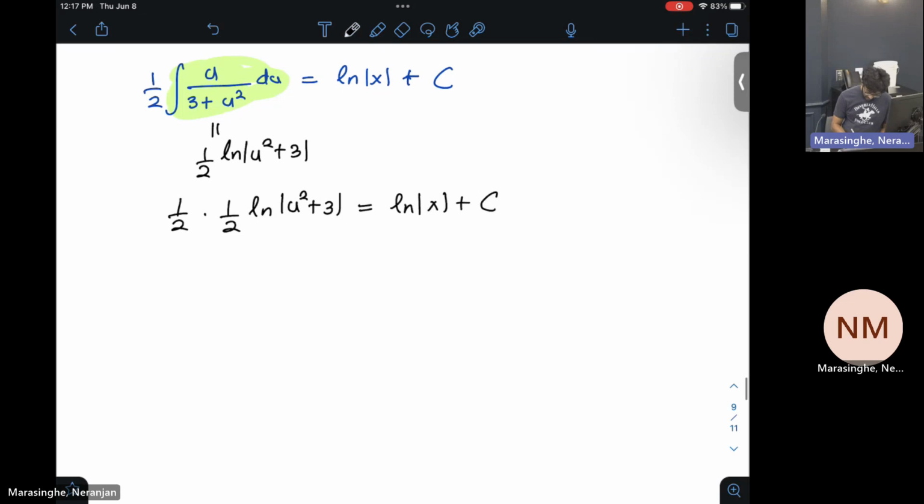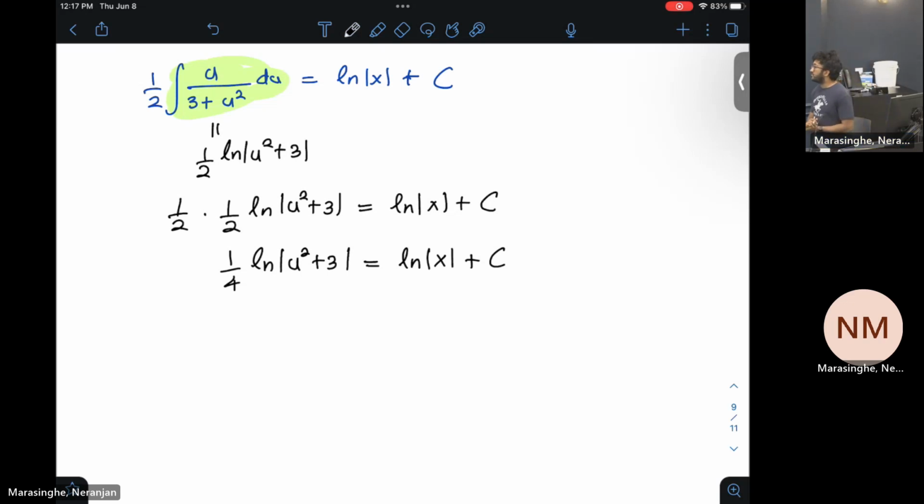So what do we get? 1/4 natural logarithm of u square plus 3 is equal to natural logarithm of x plus c. Now what is u? We know that y is equal to ux, so u is equal to y divided by x. Next, I will replace u by y divided by x, because u is a variable that we used, right? Problem is about y and x.